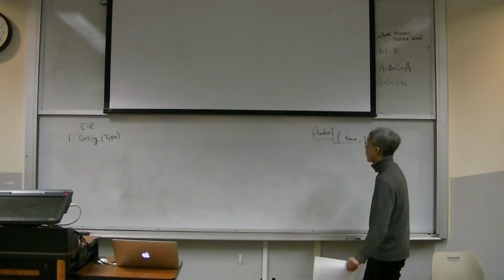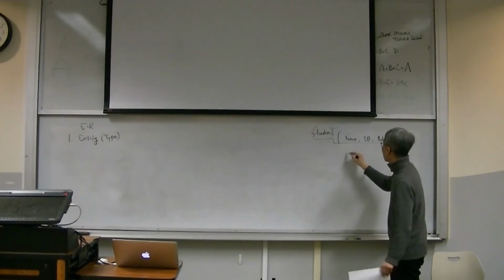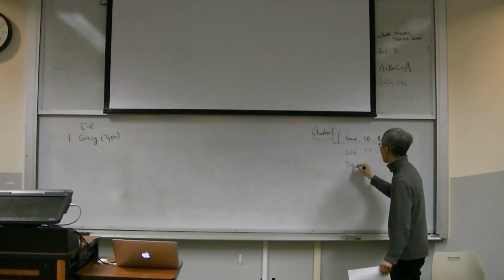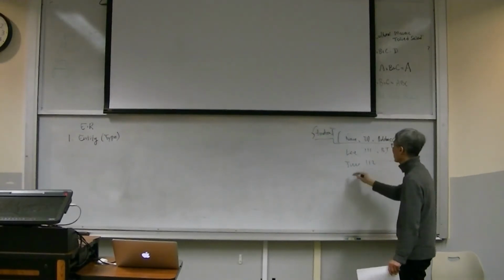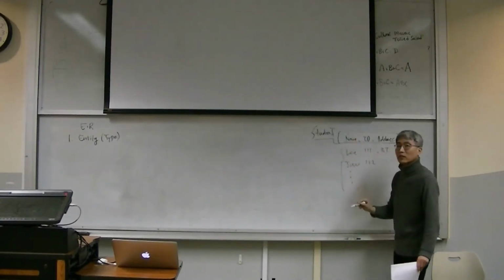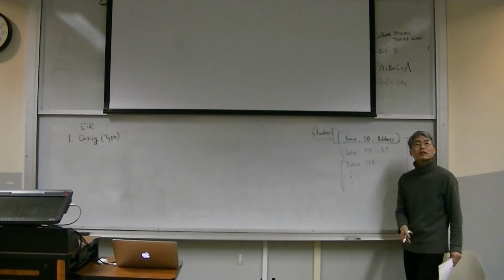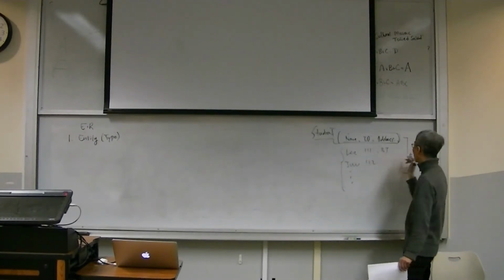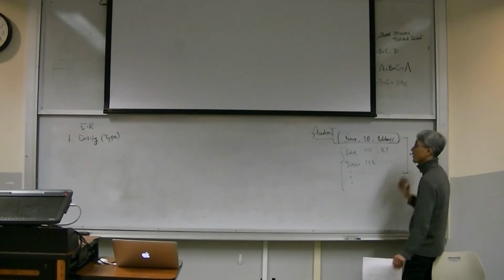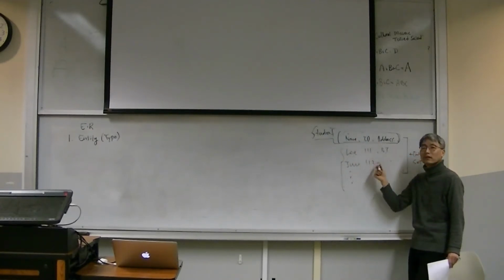One more thing I forgot to mention last time. For example, name Lee, ID 111, address Bridgeport, and James, 112, Trumbull, and so on. This is called the entity type, and these are the entities. By combining the entity type and the entities, we call this the entity set. So the entity set includes everything: the entity type and the entities.